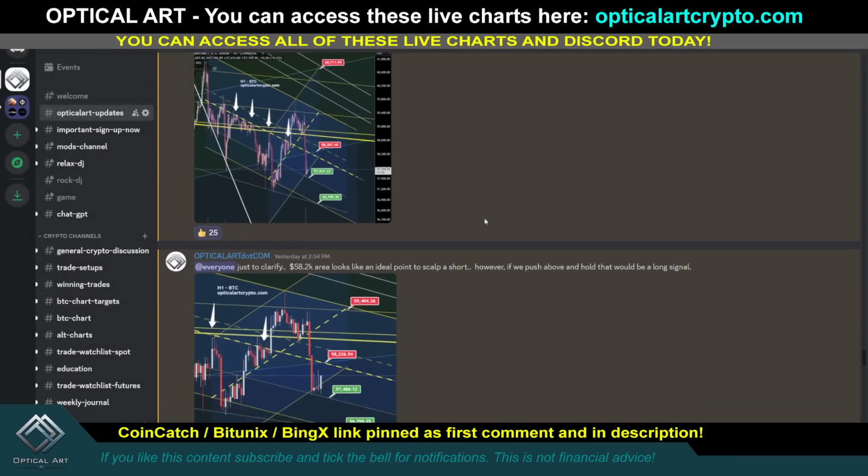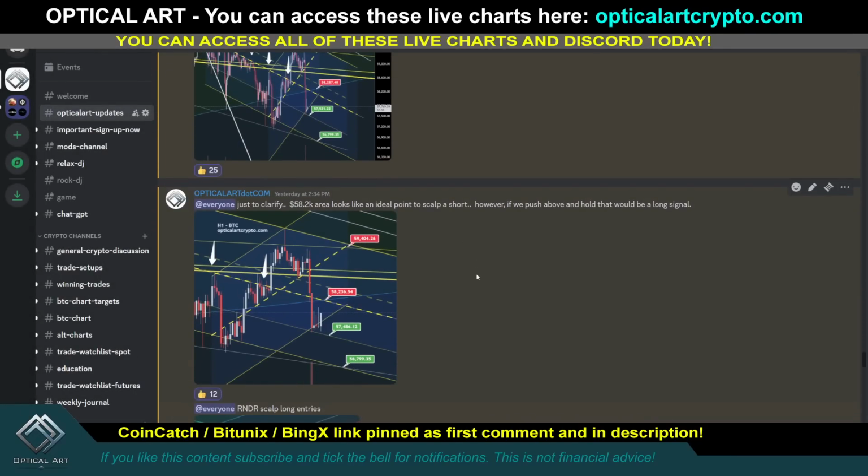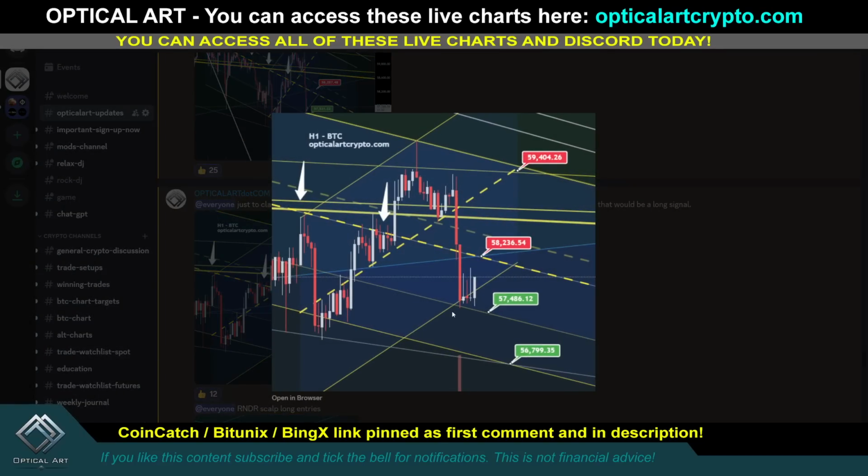Then I said, just to clarify, I want to make sure everybody understood what I was saying: the 58,200 area looks like an ideal point to scalp a short. It can go either way, guys. However, if we push above and hold support, that would be a long signal. So your point to long was down here. We had confluence, we had double support, and we pushed up.